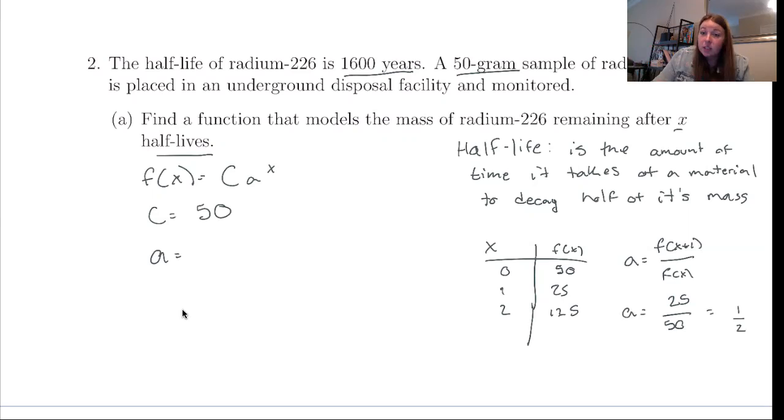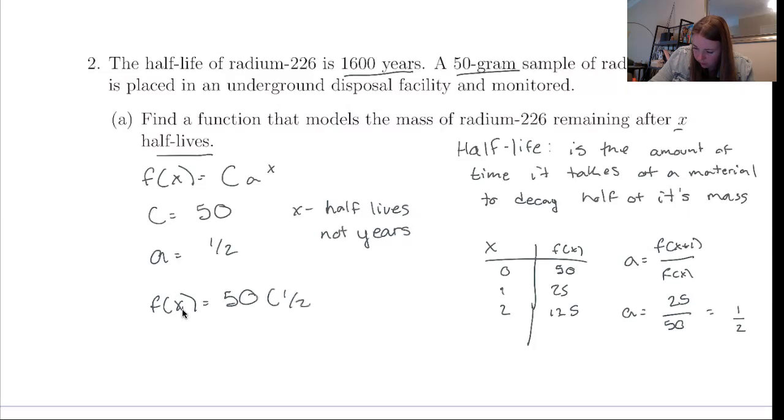If x is in years and not half-lives, different story. And we'll talk about that in the next section, I think. I don't know. So now A is 1/2. And I'm just going to say x is in half-lives, not years. Okay? Just really want to stinger that one in. So f of x is going to equal 50 times 1/2 to the x. And some people also put it on the outside to show that the base is 1/2. Okay?